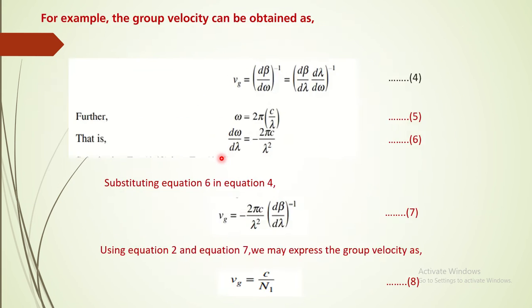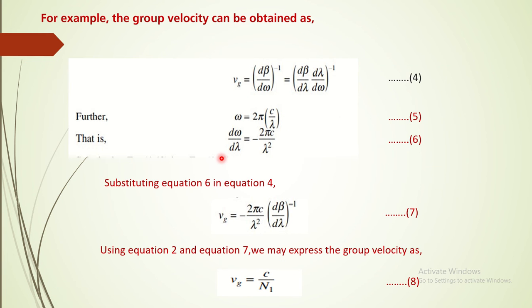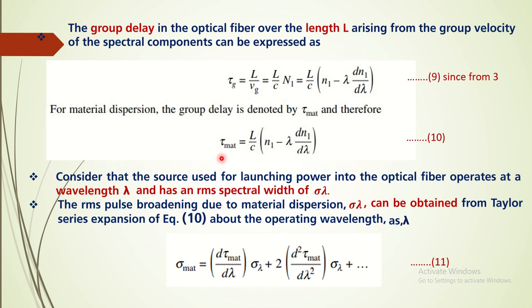Till now we have seen what material dispersion is, how it occurs, and how to derive the material dispersion parameter D mat with the help of the group delay and group velocity equations.